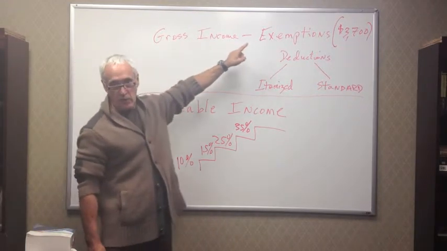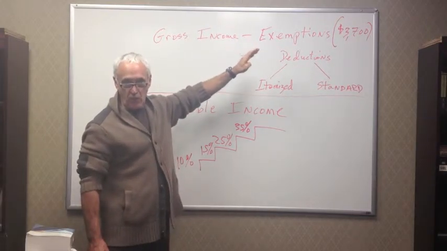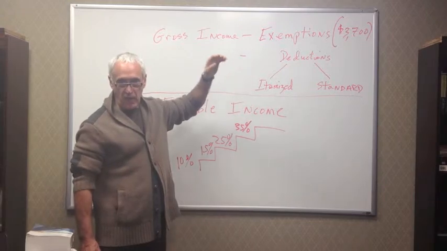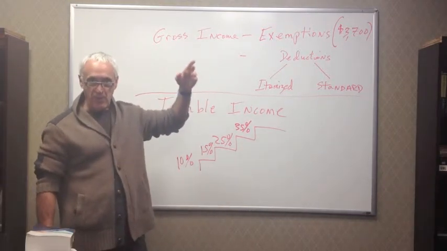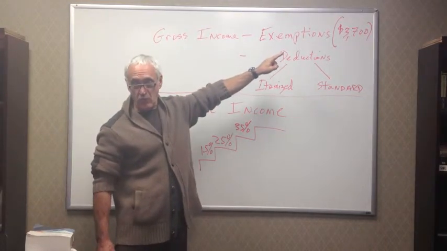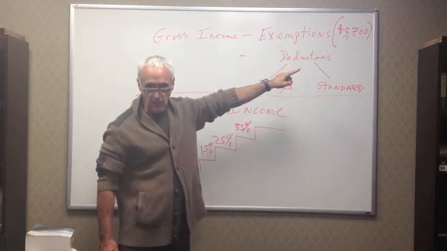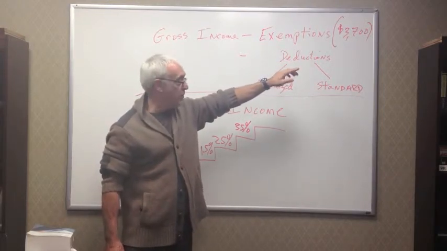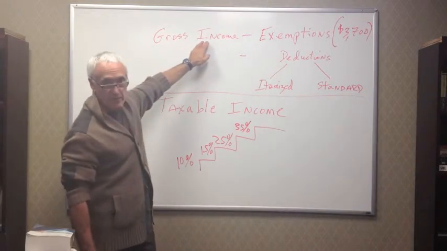And one is called an exemption. An exemption is an amount of money you can take for yourself and for any person dependent on you. Your spouse, could be a child, could be a parent you're supporting. And the amount of that exemption in 2011 was $3,700 per person. So $3,700 per person times the number of your exemptions reduces your gross income.